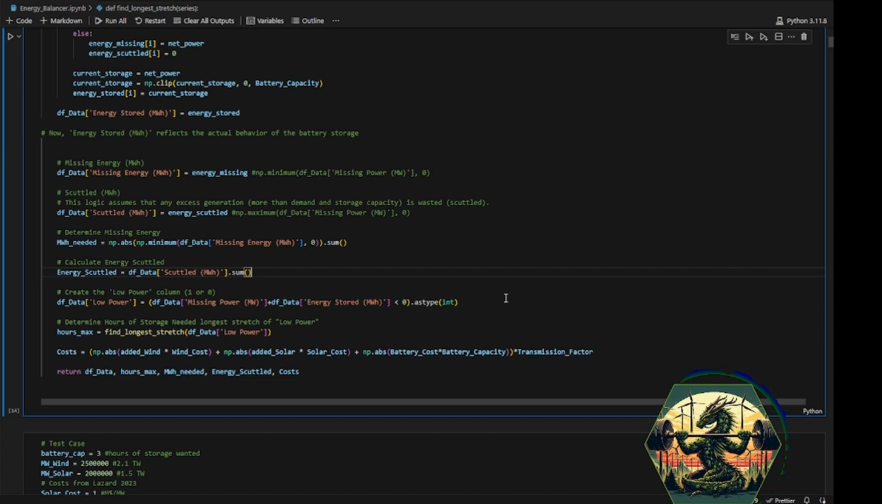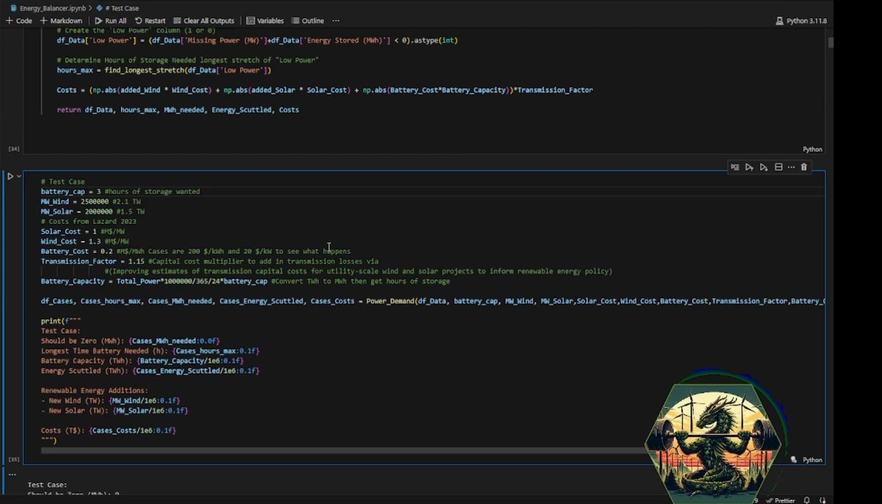The cost ends up being really easy. It's just added wind times the wind cost, added solar times the solar cost, or battery cost times the battery capacity, and then you multiply all that by the transmission factor, which is just 1.15. And then I return all of this data, the new data frame that has all these extra columns in DF data, the hours max, megawatts needed, energy scuttled, and costs. And then we can put all of this into a test case.